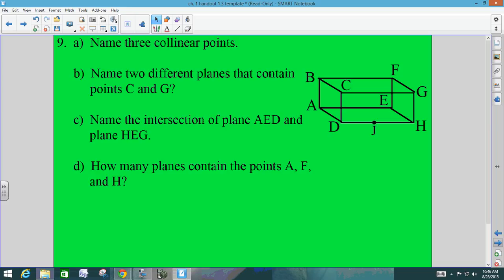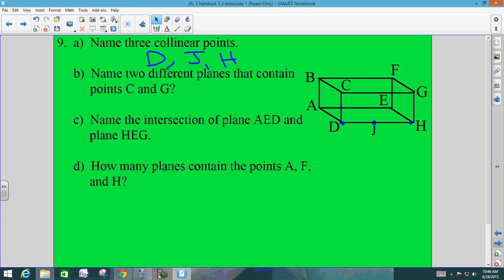Is it just the line? But I want points. So I only have point A and D right here, right? Oh, D, G, J. There you go, D, J, H. Good. Does that make sense? Okay, 3 points on the same line, D, J, and H. That's the only answer here for number 1.